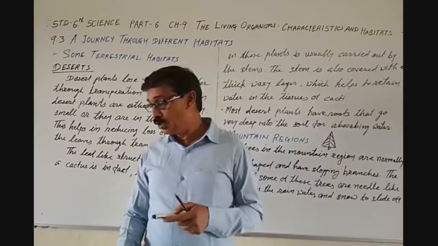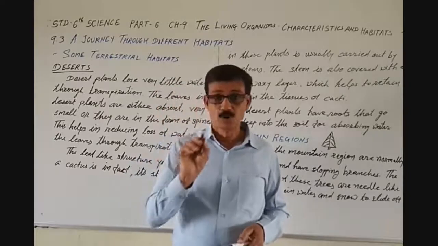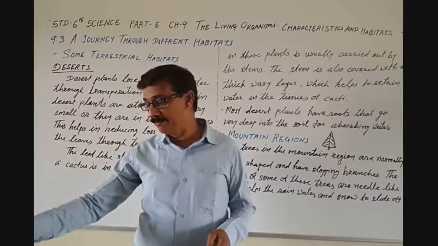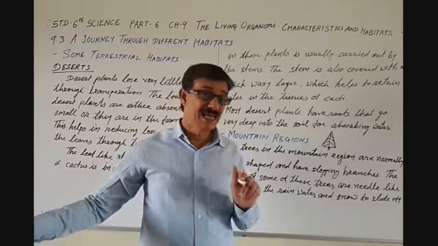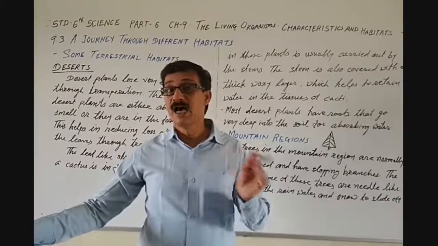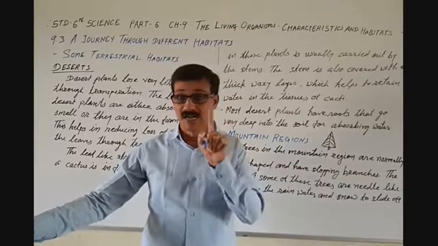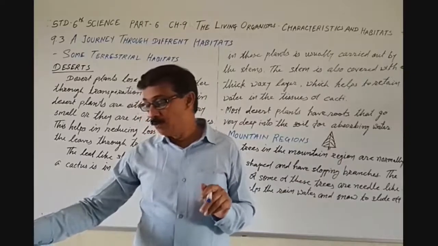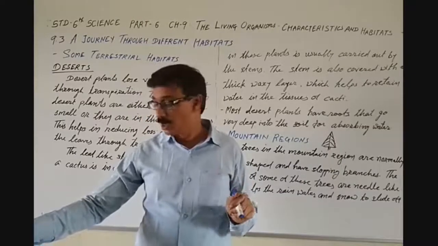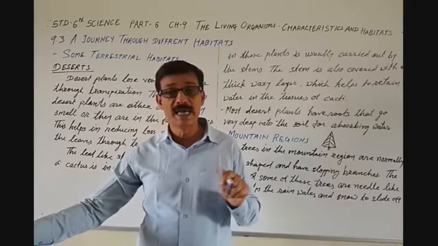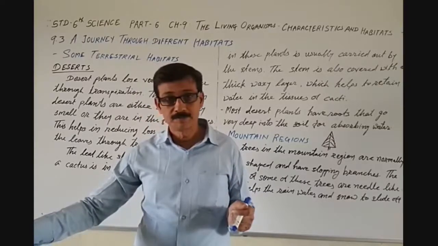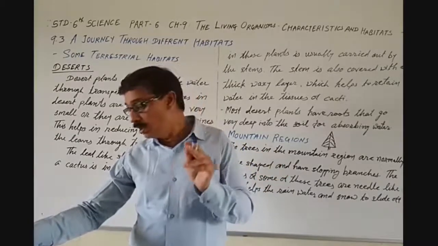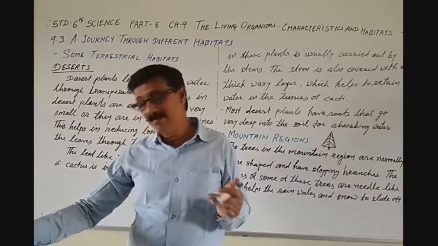Okay, so now you will have to underline. They have thick skin or fur to protect them from cold. What are the adaptations of the snow leopard or the animals in the mountain region? First of all, you will write: they have thick skin or fur to protect them from cold. For example, yaks have long hair to keep them warm. This is the adaptation of the yak.